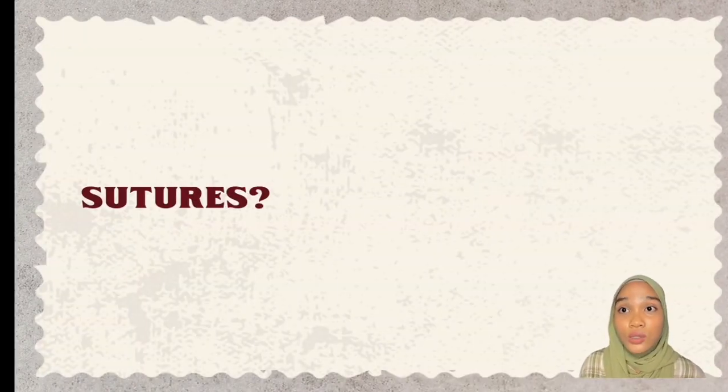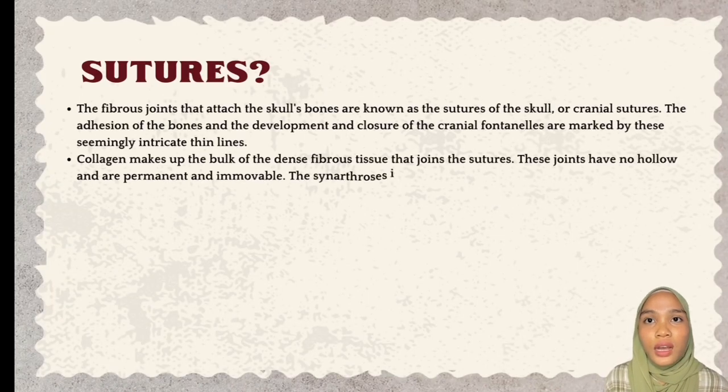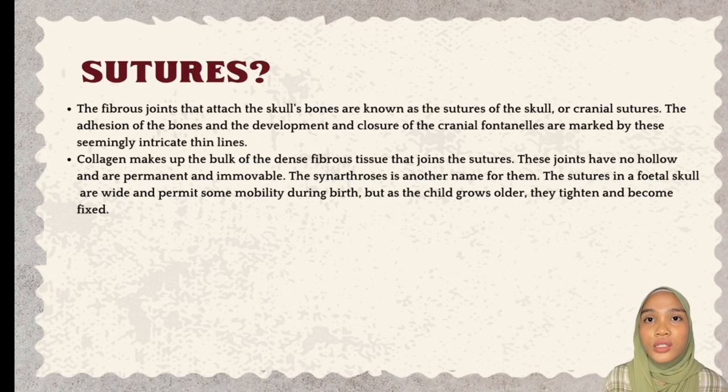So, what is a suture? The fibrous joints that attach the skull's bones are known as the sutures of the skull, or cranial sutures. The addition of the bones and the development and closure of the cranial fontanelles are marked by these seemingly intricate thin lines. Collagen makes up the bulk of the dense fibrous tissue that joins the sutures. These joints have no hollow and are permanent and immovable. Synostosis is another name for them.